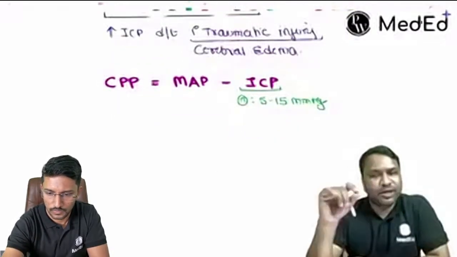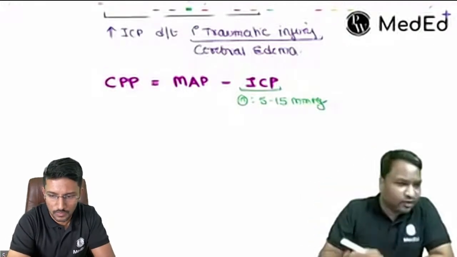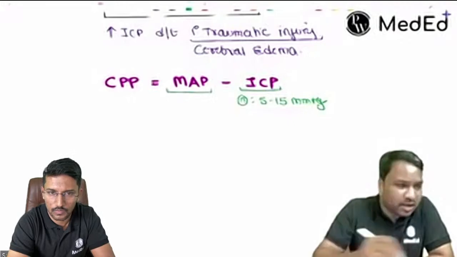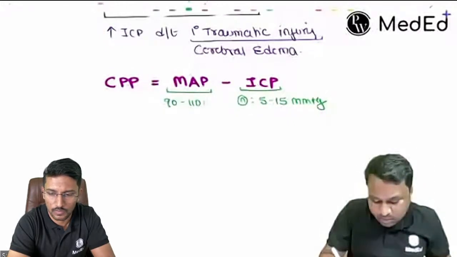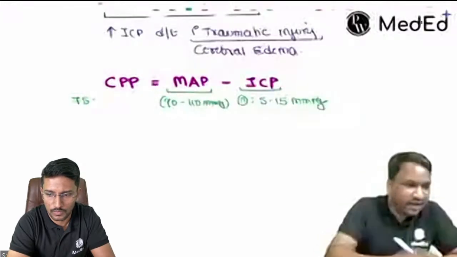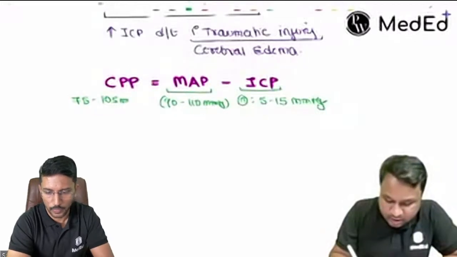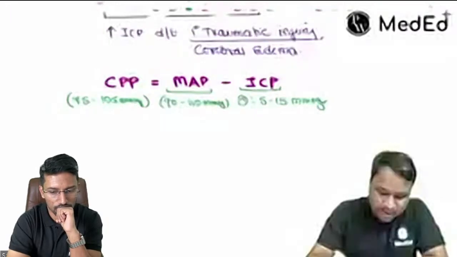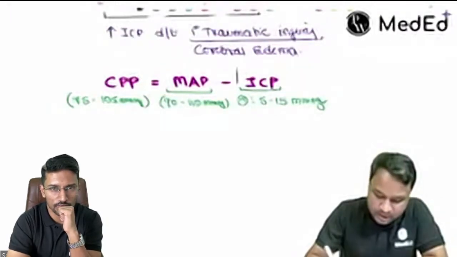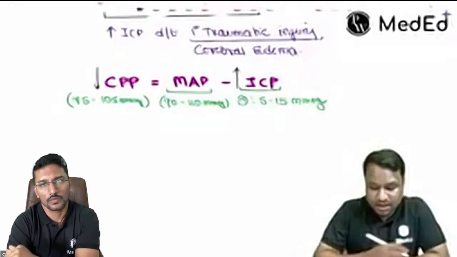So cerebral perfusion pressure is the pressure required to perfuse the brain. The normal intracranial pressure is 5 to 15. The normal mean arterial pressure varies anywhere between 90 to 110 millimeters of mercury. That gives a normal cerebral perfusion pressure of 75 to 105 millimeters of mercury. This is the basic concept. Now, if the intracranial pressure increases, the net value of the cerebral perfusion pressure will decrease.